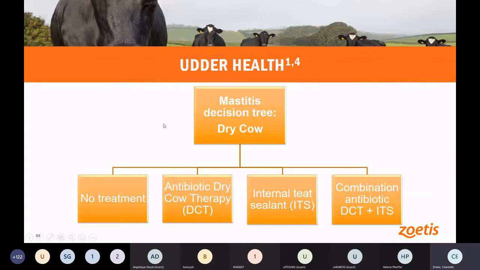Okay, so when we look at the dry cow, we have a decision tree there as well. Are we going to give no treatment, which I think no one does? Then are we going to give antibiotic dry cow therapy, which I think everyone does? Most people do, and especially blanket dry cow therapy. Then internal teat sealants, which is a relatively, I almost want to say in inverted commas, new concept, even though we've actually had it in South Africa and overseas. Internal teat sealants are used very often and very successfully. Or are we going to do a combination of dry cow therapy as well as internal teat sealants?